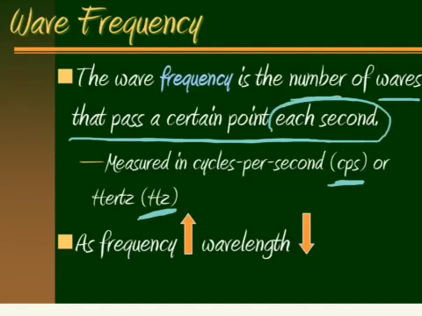And the thing you need to know is that frequency and wavelength have what's called an inverse relationship. As one goes up, the other goes down. So if you have a greater frequency, greater cycles per second, or waves passing by per second, then that means the wavelength is short. If you have a lower frequency, so the waves are coming by less often, less per second, then the wavelength is going to be longer.